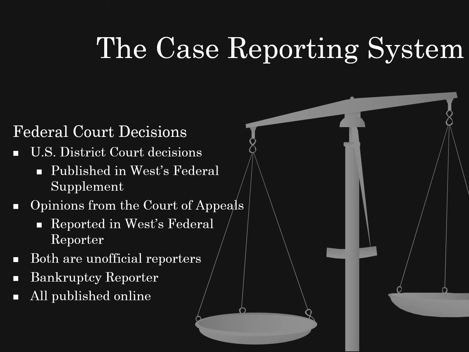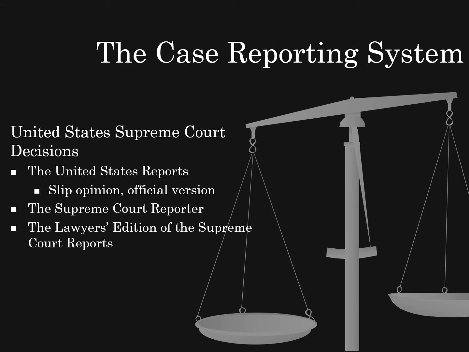Federal court decisions. District court decisions get published in a reporter called the Federal Supplement. Courts of Appeals decisions are published in the Federal Reporter. Those are both unofficial reporters, because the court actually will publish their own version as well, which is the official. And each of the district courts also have a bankruptcy reporter. And they are also published online and in Lexis and Westlaw.